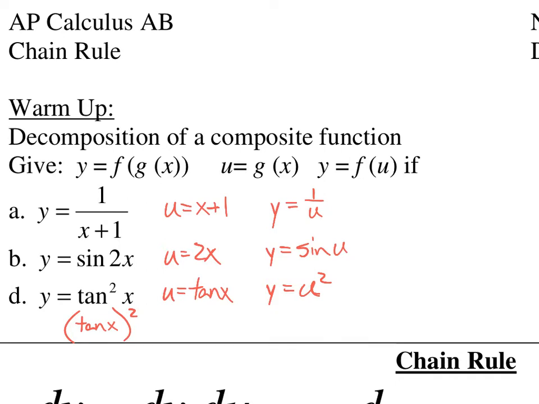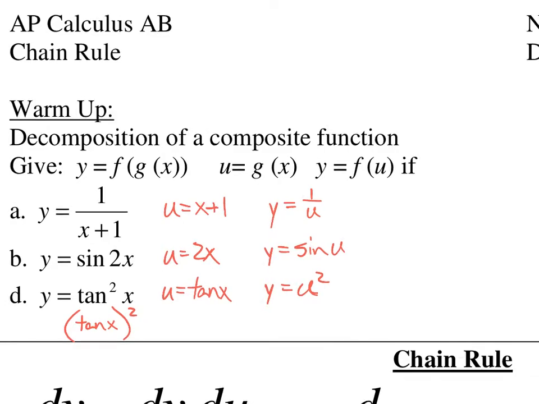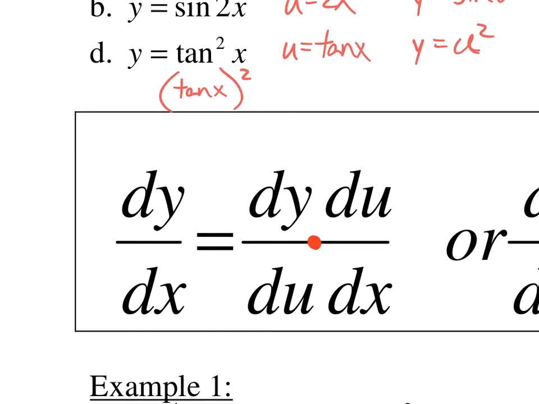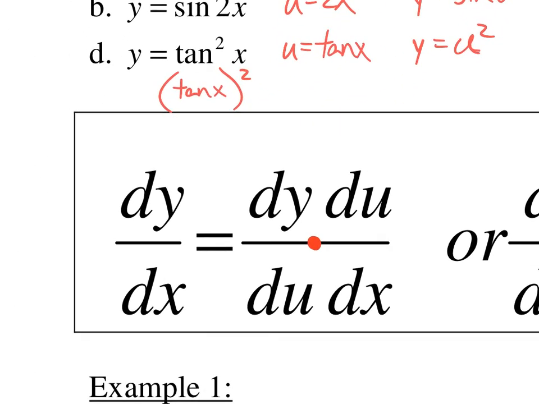So, how do we do the derivative of these functions? Well, here's our chain rule. We want to get dy dx. So what we are going to do is take the derivative of y with respect to that inner function u. And then we're going to multiply it by the derivative of the inner function with respect to x. And you can see here, if I cancel things out, I end up with dy dx.